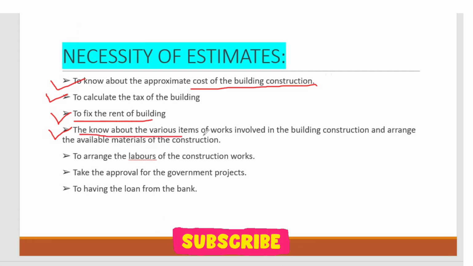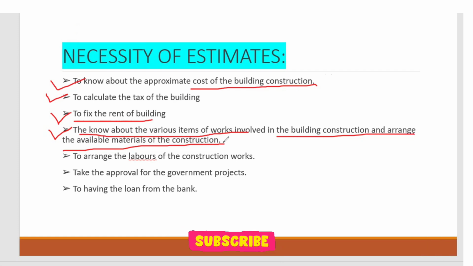To know about the various items of works involved in the building construction, and arrange the available materials of the construction. Because, take an example, if I know that I will require 1 ton of steel, or whatever may be the quantity of steel to be ordered on the site, if I know it previously, then it will be helpful for me that I can pre-plan how I'm going to order it. So I can make a stock of it, and whenever it is required, I can provide it to the laborers. So it will be an easier task for me.